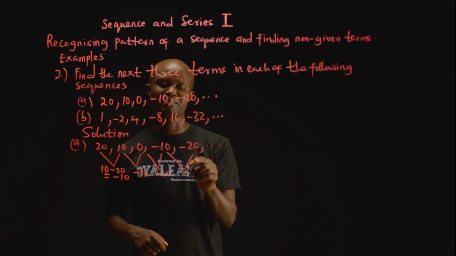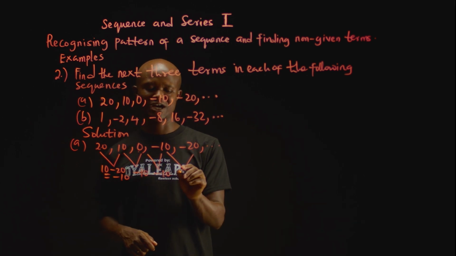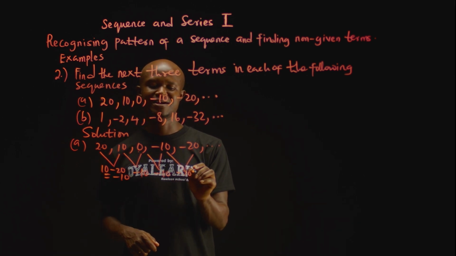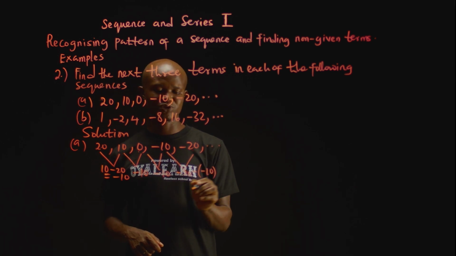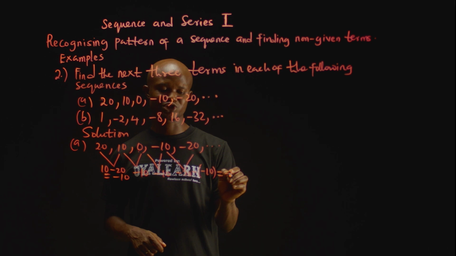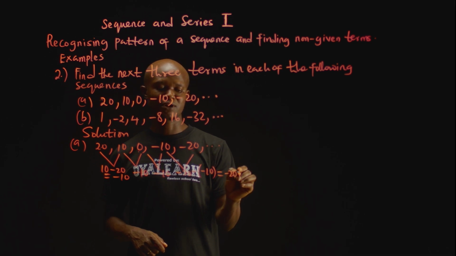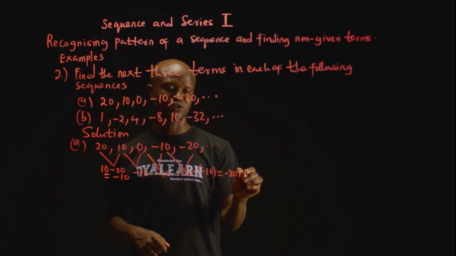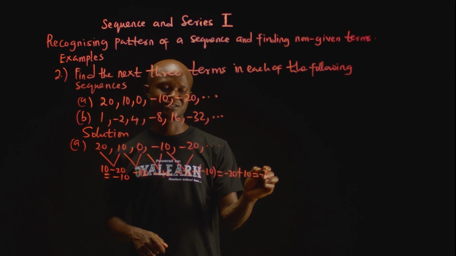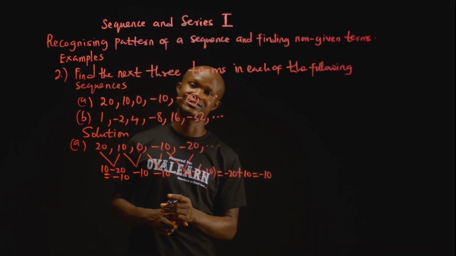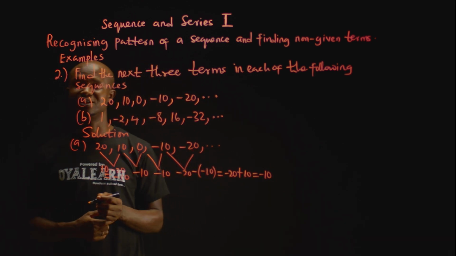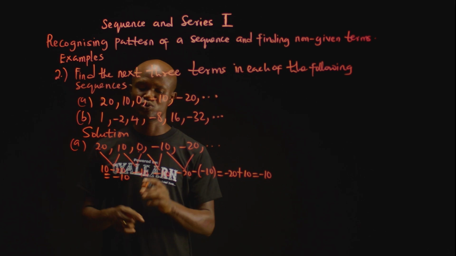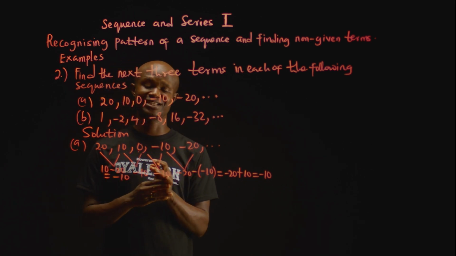And the next one here, minus 20. We have here minus 20 minus 10. What will this one give us? That's minus 20 plus, because minus times minus is plus. That's also minus 10. Now we can see that this is a decreasing sequence, with a common difference of minus 10. So this is an example of a linear sequence.